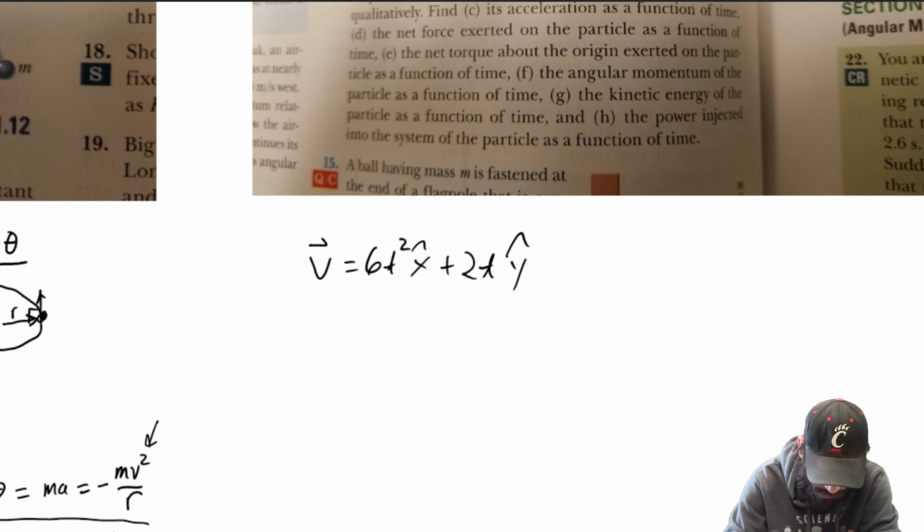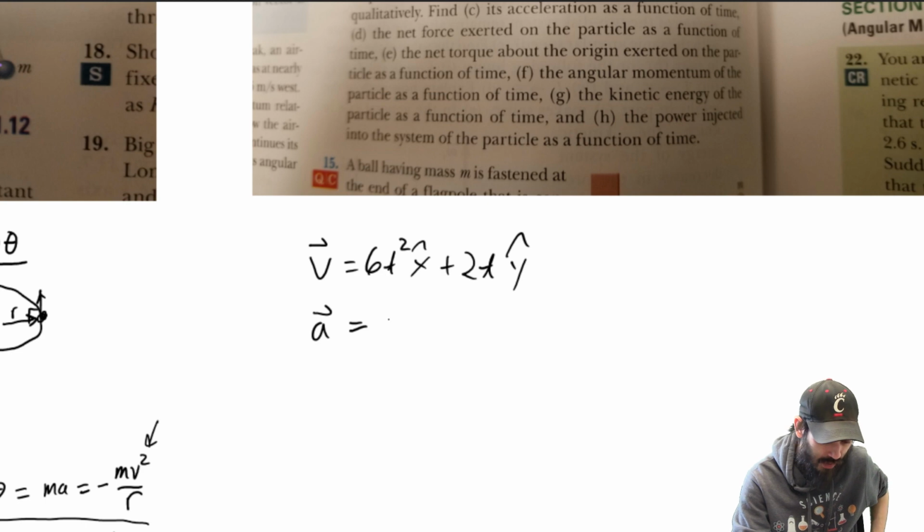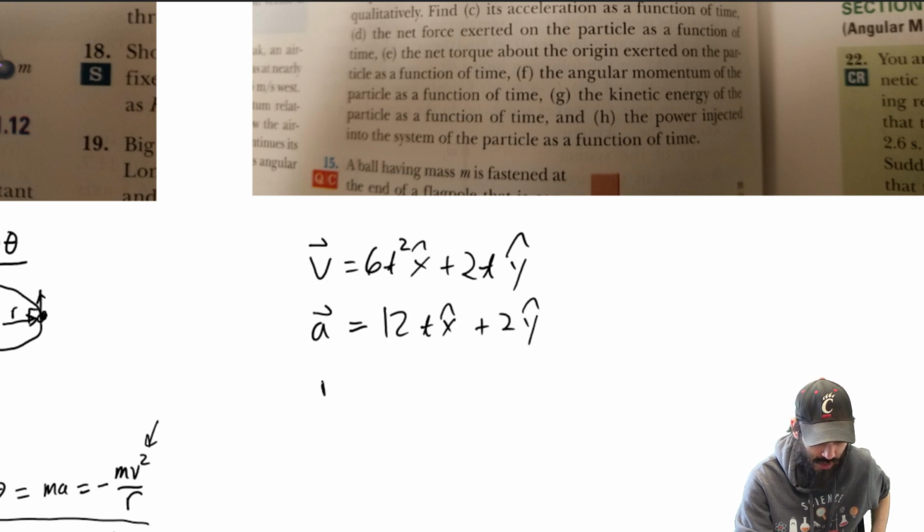So we're going to need several things. I'm just going to do a whole bunch of calculations here, and in the end, I'm going to have everything that they have. To find the acceleration, we're just going to take a time derivative of this. This is going to be 12t x hat plus 2 y hat. Finding what the position vector is going to be, integrating this. So when we integrate this, we're going to get a t cubed divided by 3.